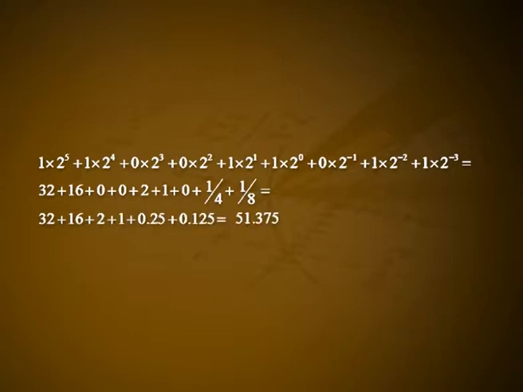110011.011 is 1 × 2^5 + 1 × 2^4 + 0 × 2^3 + 0 × 2^2 + 1 × 2^1 + 1 × 2^0 + 0 × 2^-1 + 1 × 2^-2 + 1 × 2^-3, which is equal to 32 + 16 + 0 + 0 + 2 + 1 + 0 + 1/4 + 1/8, which is equal to 32 + 16 + 2 + 1 + 0.25 + 0.125, which is equal to 51.375.